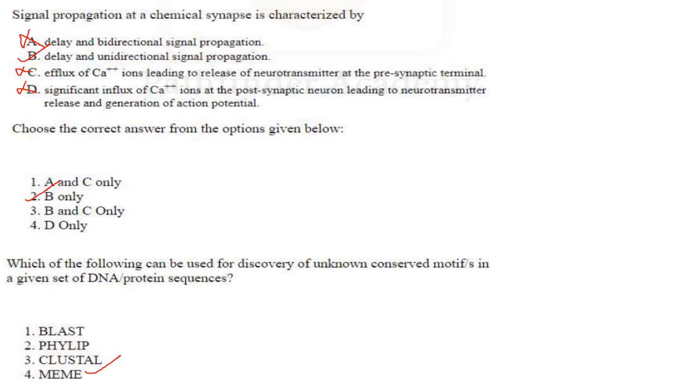Then next one. Which of the following can be used for the discovery of unknown conserved motifs in a given set of DNA or protein sequences? So there are discovery of unknown conserved motifs. So BLAST, it finds regions of local similarity between 2 sequences. Then Phylip, it is for phylogenetic analysis. Clustal, it is for multiple sequence alignment. So what remains? MEME, option 4. So the answer here is option 4.